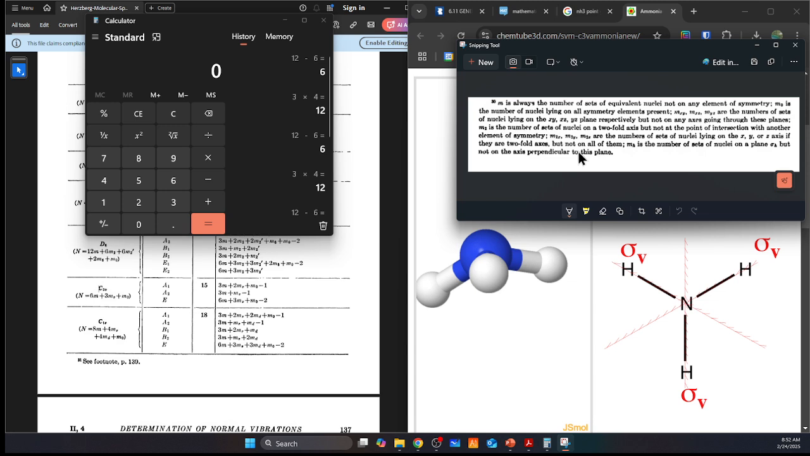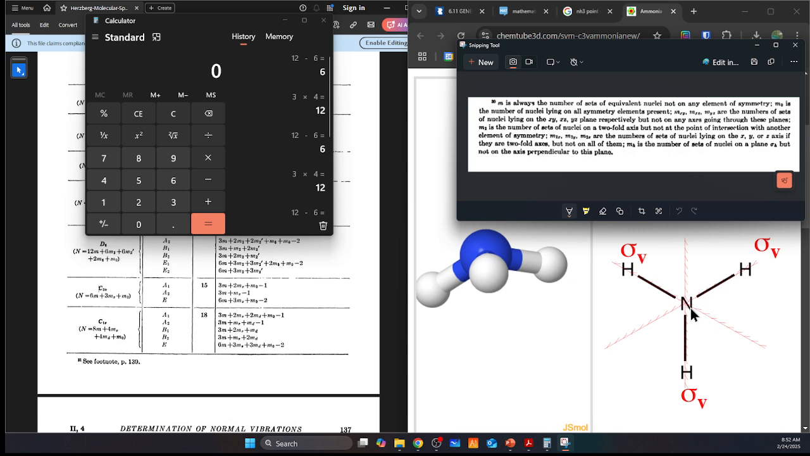It's faster and it has to be true. Okay, symmetry. There's MXY, MXZ, MYZ, and you can kind of guess that these are going to be the numbers of sets of nuclei that are going to be on your XY, XZ, and YZ planes. So remember that in this case right here, this nitrogen, first off, we don't have that symmetry element, so I don't want to do that for this C3V.